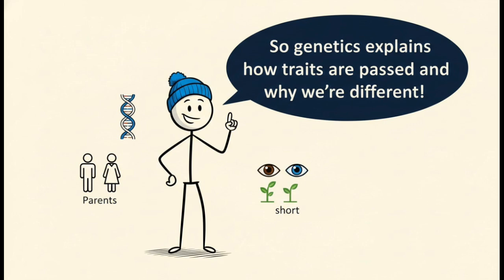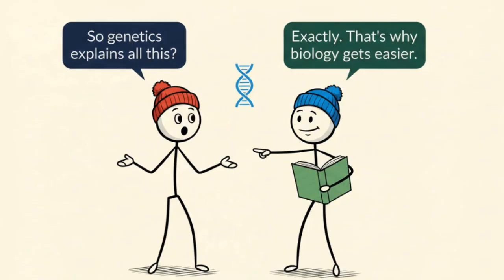So in summary, genetics explains how traits are inherited, why organisms differ, and how DNA controls life. If you understand genetics, biology becomes much easier.